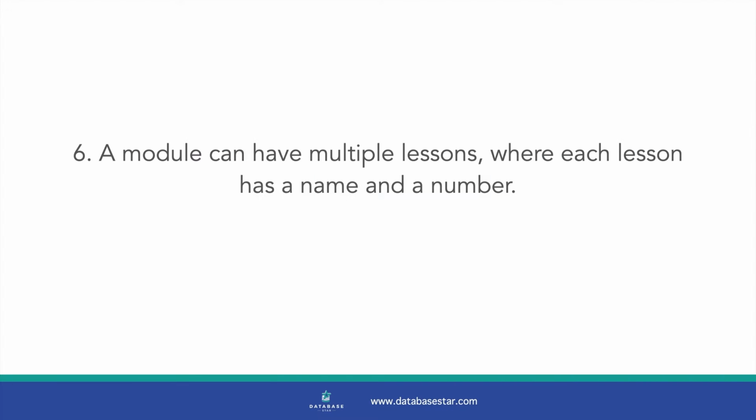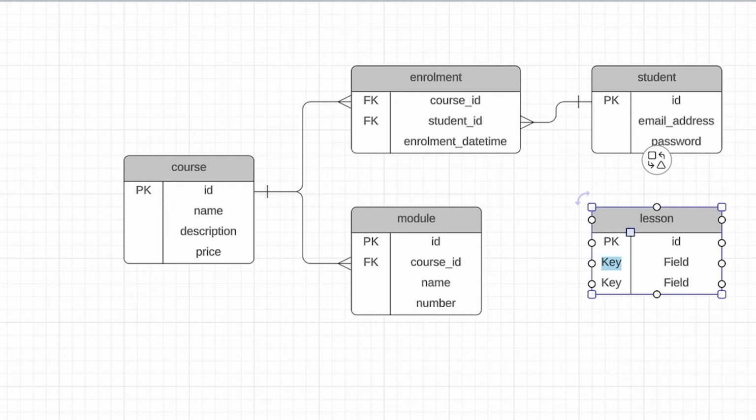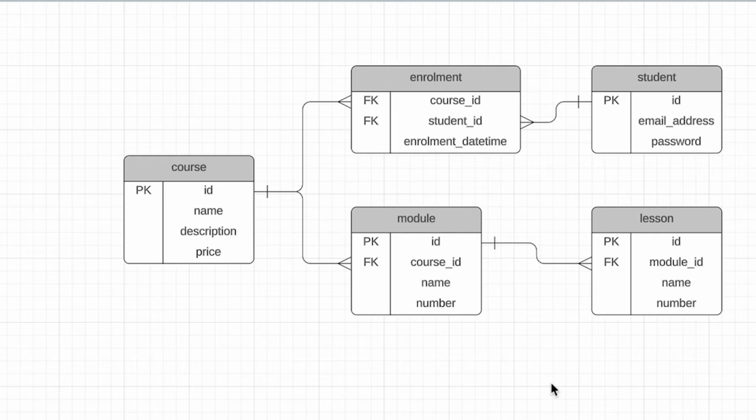Requirement 5 is now met. The next requirement is similar, but it's about lessons. They have a name and a number and belong to a module. We can add a new table and call it lesson. We'll give it a primary key and a foreign key so it can be linked to the module table to record which module it belongs to. We'll also add a name and a number for this table, which, like a module, are also shown to students. Requirement 6 is now met.